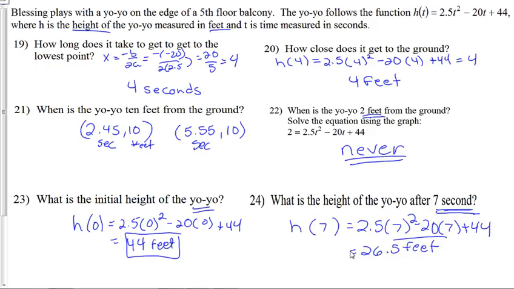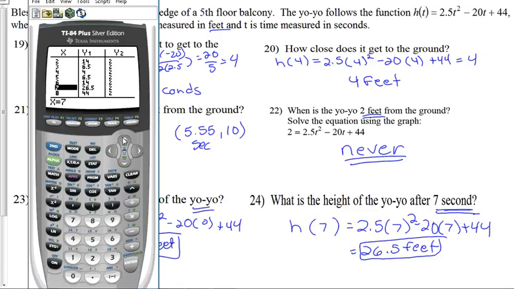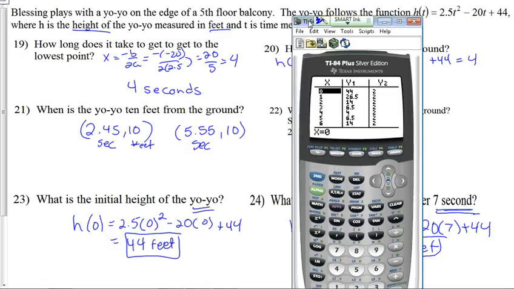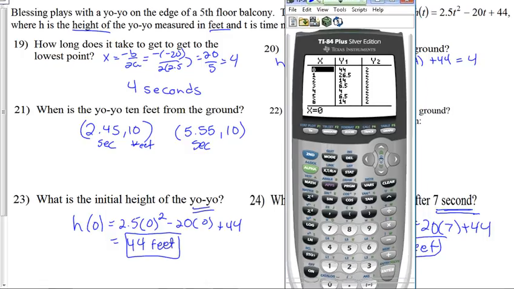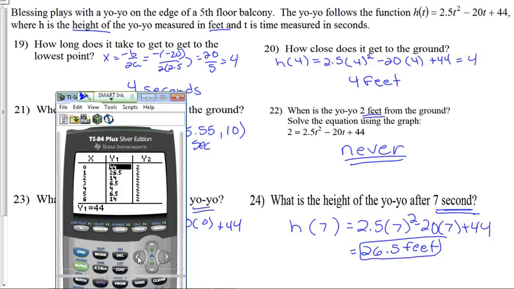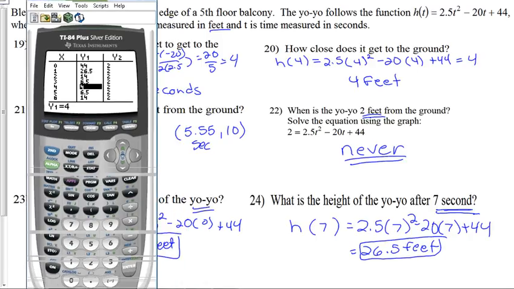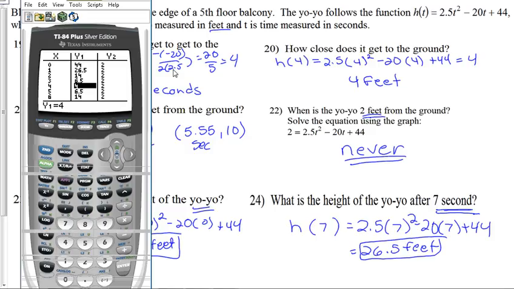Okay, will that work for any seconds? You bet. If you go back to the table at 0 seconds, notice it's 44. It's exactly what we had for the initial height. Okay, at 4 seconds, oops, at 4 seconds, it's 4 feet, which was exactly what we found for the vertex right here. So you can use a table for any of this kind of stuff. Use the graph for any of this kind of stuff. That's what this target is all about, is using that table and graph.